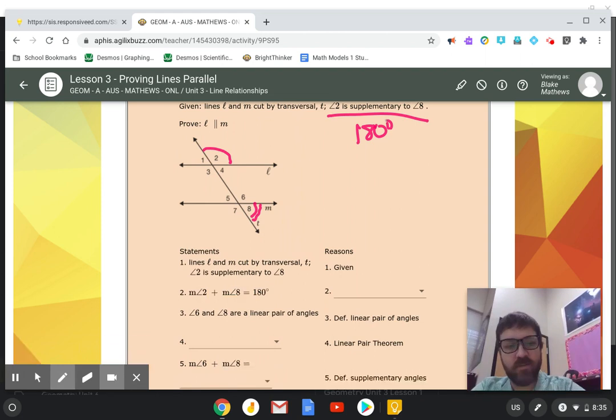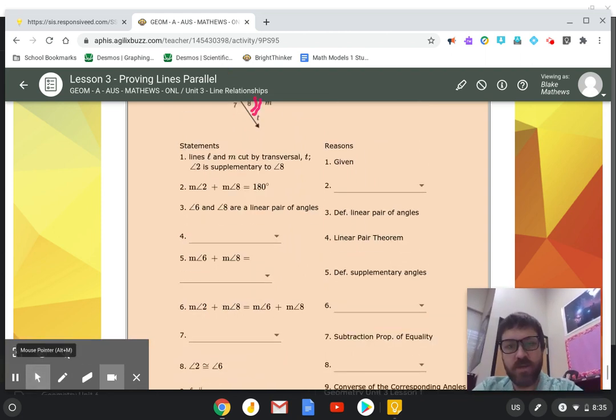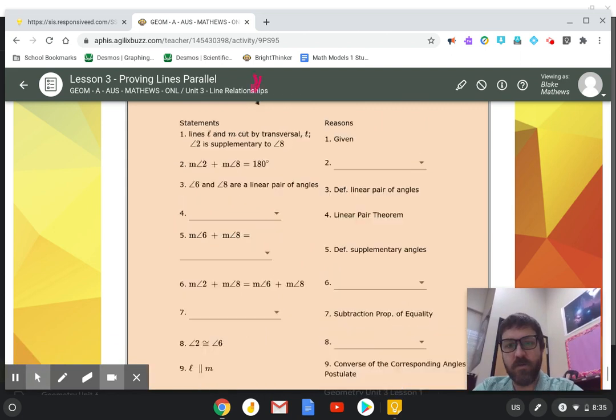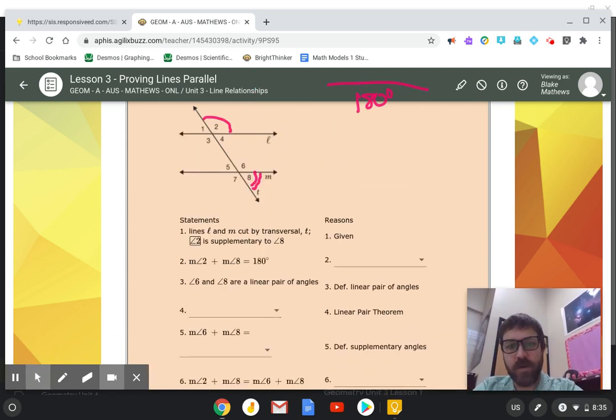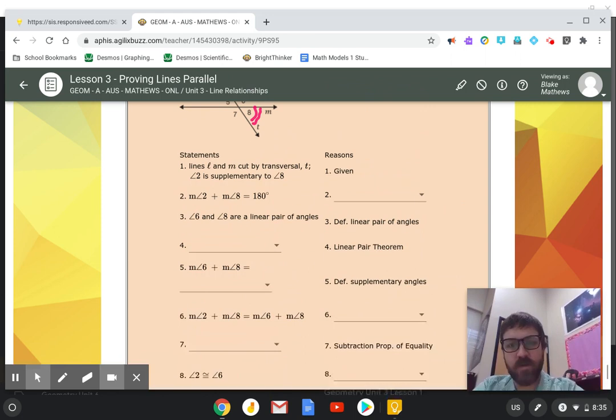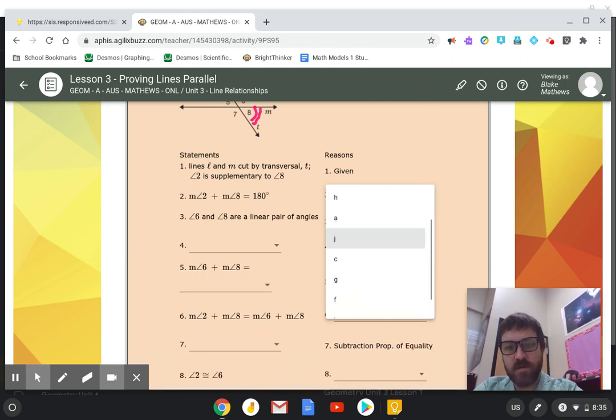You're right. And so then that should tell you that for number 2, for the reason, we should be looking for something about supplementary. There it is, definition of supplementary angles. We said they were supplementary in line 1. Well, the definition of that is what we see in line 2. So the definition of supplementary angles was answer choice D.